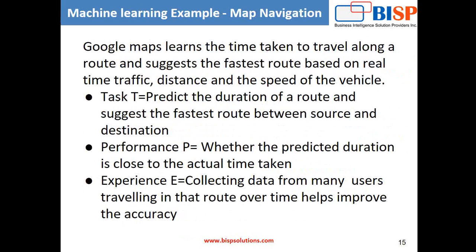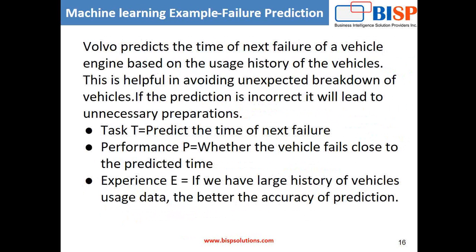Machine learning examples, which you see day to day. A good example is Google Maps: the time taken to travel along a route. The fastest route is suggested based on the real-time traffic, distance, and the average speed of the vehicle. What is the task T here? Predict the duration of a route and suggest the fastest route between the source and destination. That's the task T. What is the performance P? Whether the predicted duration is close to the actual time taken. That is the measure of the performance. What is the experience? Experience is learning. It collects data from many users traveling the route, from the crowd, and tries to give you the prediction. And Google uses this day in, day out.